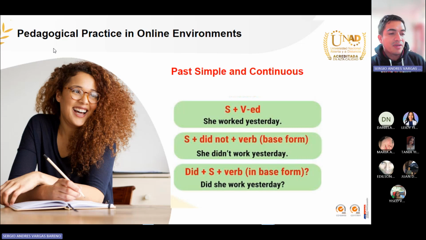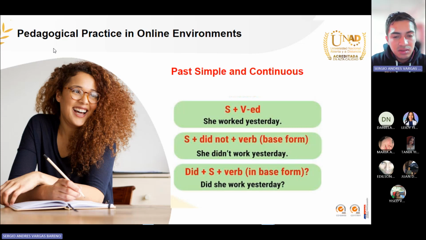In the case of negative sentences, the verb is in base form, normal, but we have to put the auxiliary verb, right? In this case it is did. Did establishes the past of the sentence.